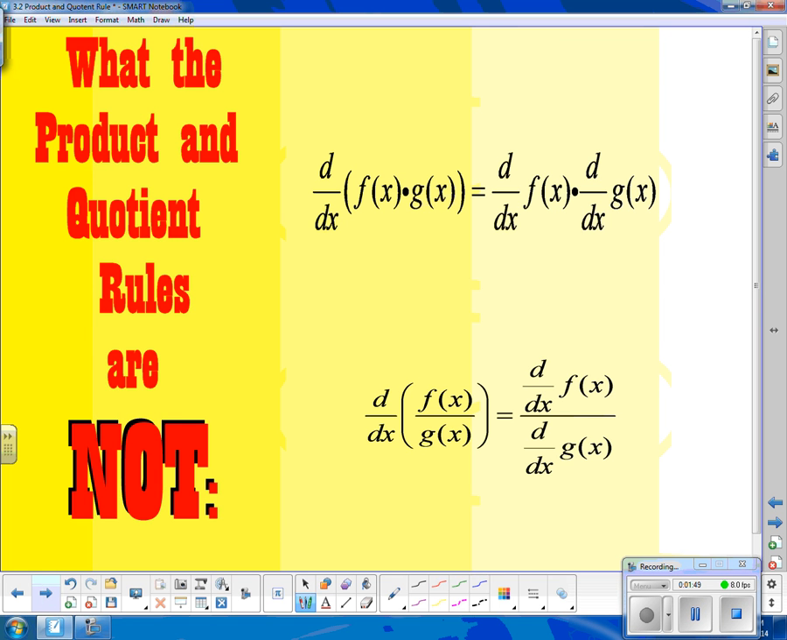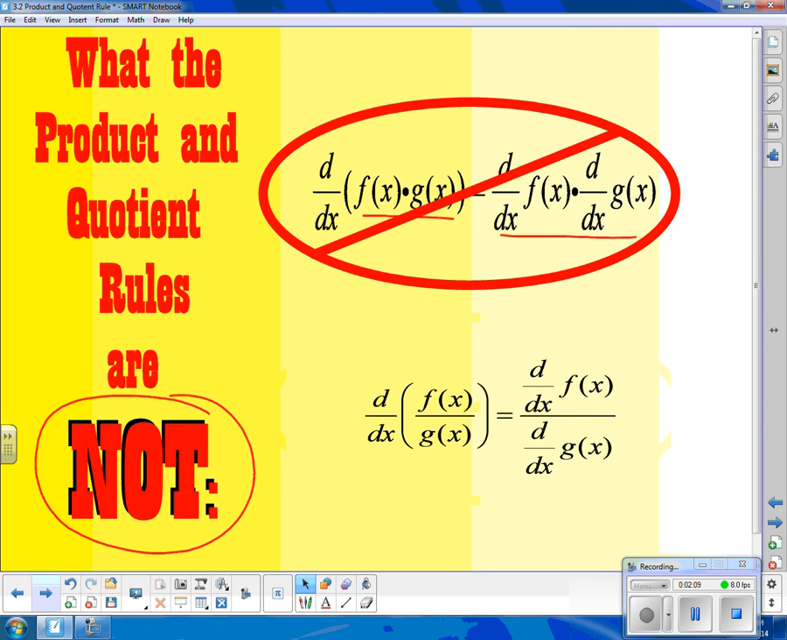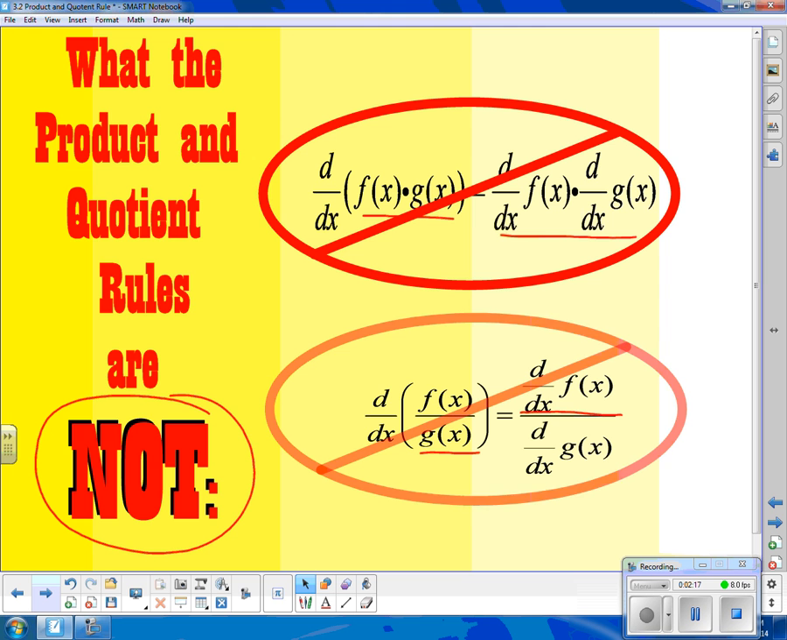I would like to point out first and foremost that it's not as easy as some of the other laws. What the product and quotient rules are not is that the derivative of a product is not the product of the derivatives. It's not that easy, so we can't do that. The derivative of a quotient, you see here on the bottom, is not the quotient of the derivatives. We also cannot do that, so don't make that mistake. We're going to talk about some rules for how to do those, and then do an example or two, and we'll move on from there.